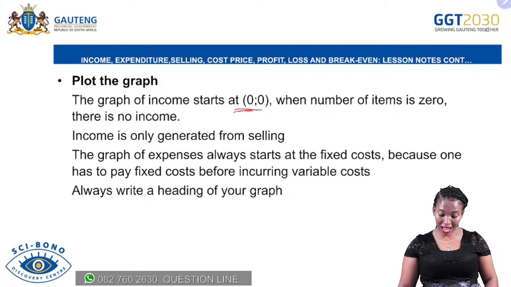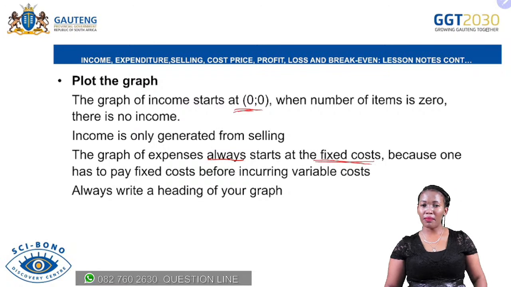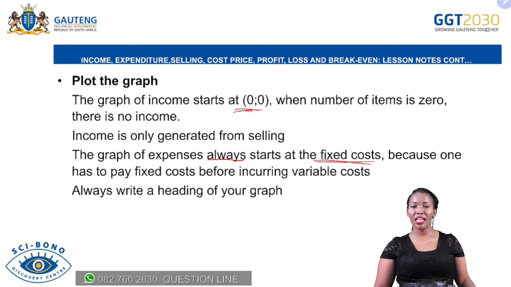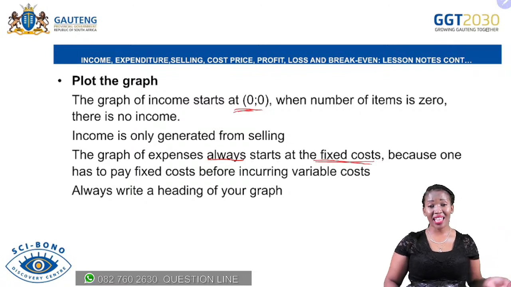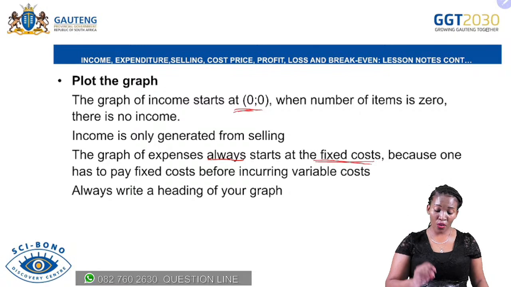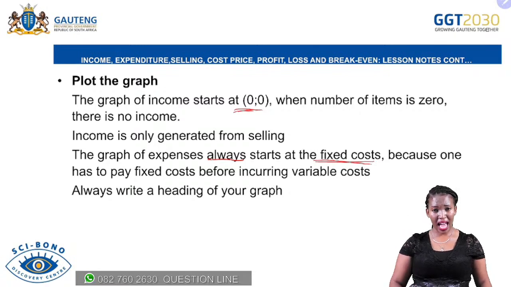And then our graphs of expenses will always start at the fixed cost. So it doesn't matter. Sometimes the fixed cost will be 200. Sometimes the fixed cost will be 500. Sometimes the fixed cost will be 1,000. If the fixed cost is a certain amount, that is where your expenses graph will start.